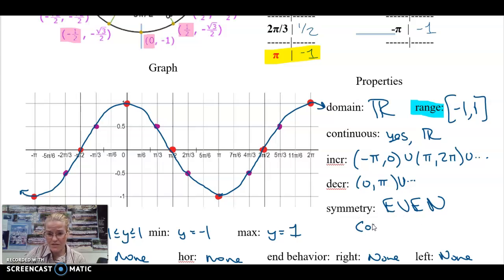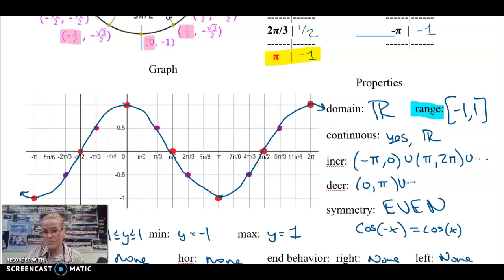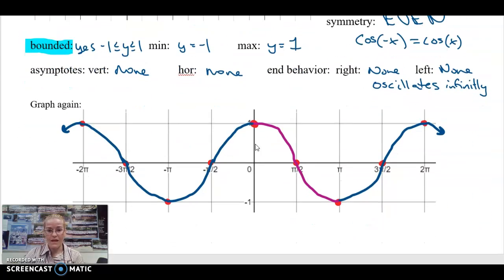So we're going to be using this fact when we do some trig stuff too. Cosine of negative x is equal to cosine of x. If you flip it right and left, it's symmetric about the y axis. You can see that right there. So beautiful, even symmetry. Again, end behavior, technically none, because y doesn't approach a single thing. It oscillates infinitely. It is bounded because the range is restricted.